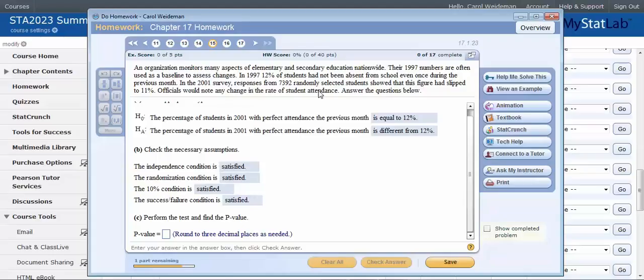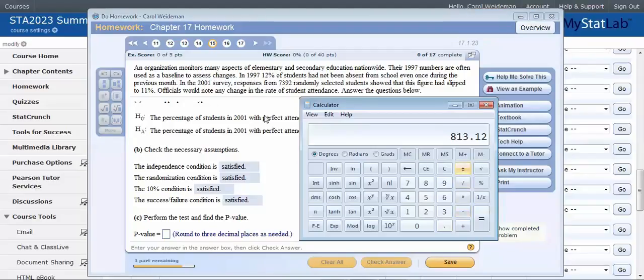I'm going to use StatCrunch because it's easier. If you notice in the problem, it said that the figure had slipped to 11% of 7392. So I needed to figure out what 11% of 7392 is. If I take 0.11 and multiply by that sample size, 7392, it tells me that 813 students in this survey had been absent.